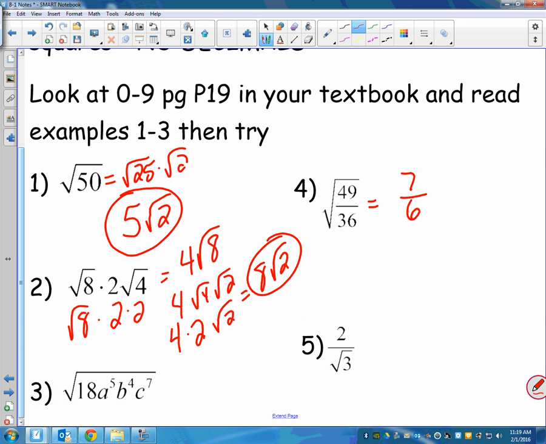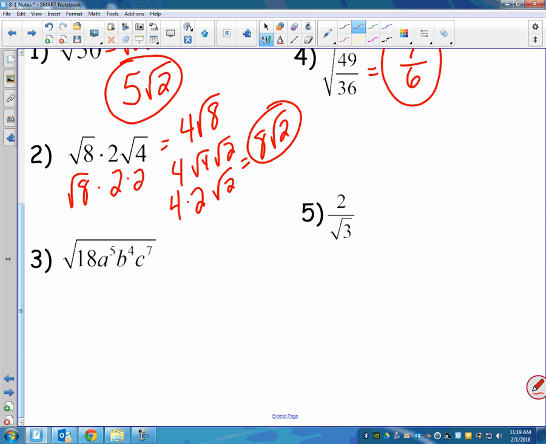Oh my goodness, I skipped number 3. 7 over 6, that's the answer, because we took the square root. The square root of 49 is 7. That was really loud. I bet that's going to be on the recording. Did you hear that? Got it. Okay.